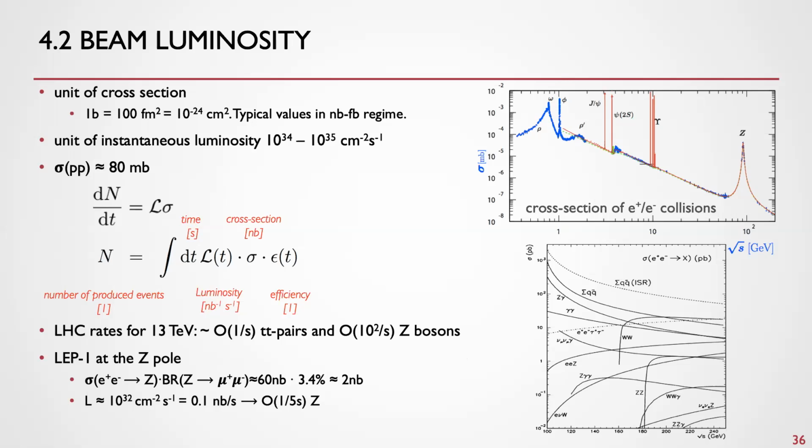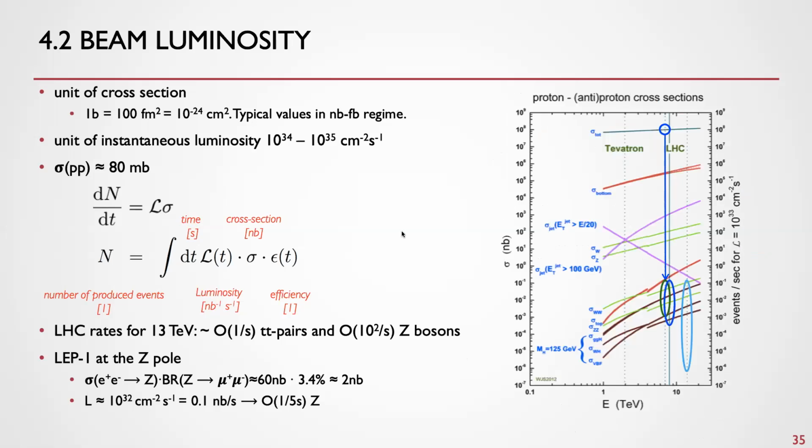Everything happens at the same time with very large rates, unfortunately also with a very large background. Most of the events are not interesting. It's just quarks scattering off each other, and nothing interesting happens. But nevertheless, if you compare the cross sections here, typical numbers are much larger, and if you manage to record the data, you can typically do more physics at the hadron collider, because all these processes happen at the same time.